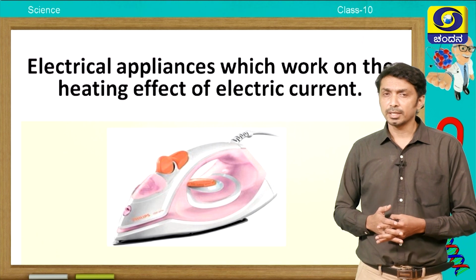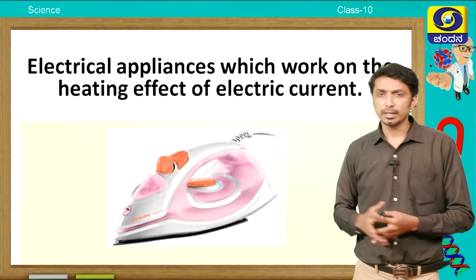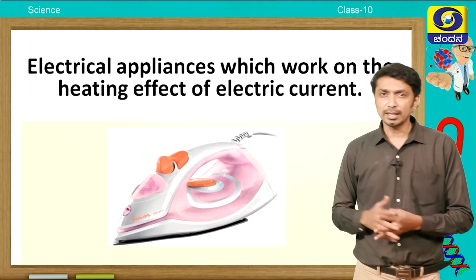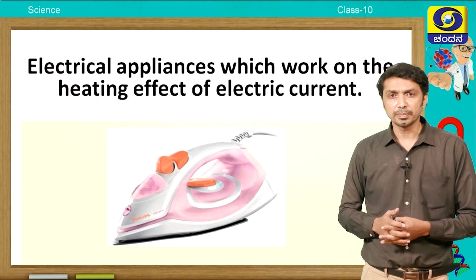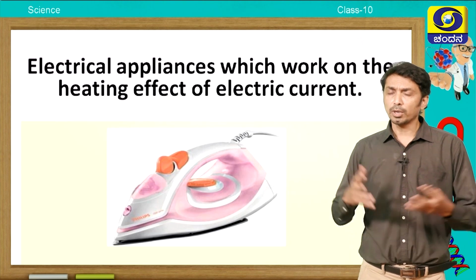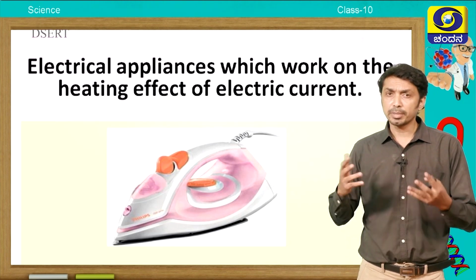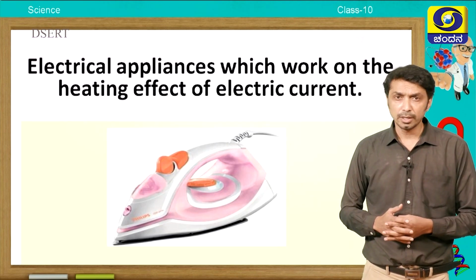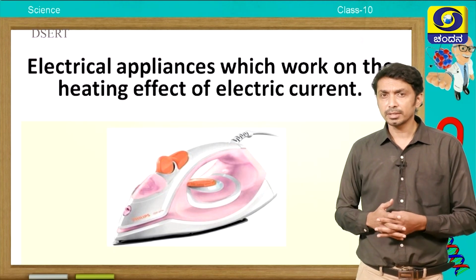Yes children, I think you have recalled these electrical appliances. What is this? This is an electrical iron box. So what is happening there? What is the principle that this electrical iron box is working on? Can you name that effect?